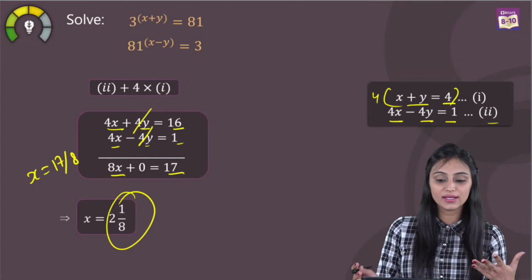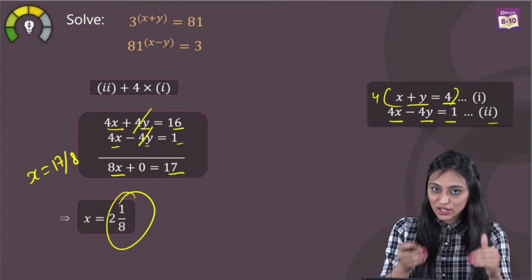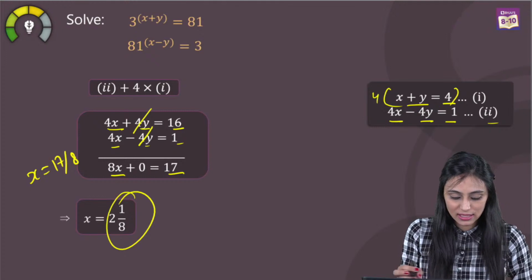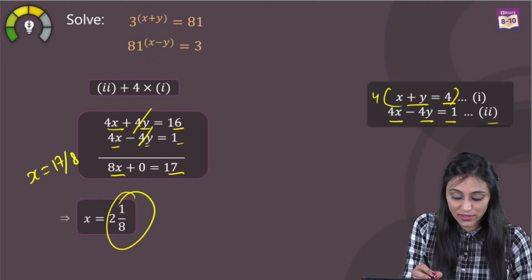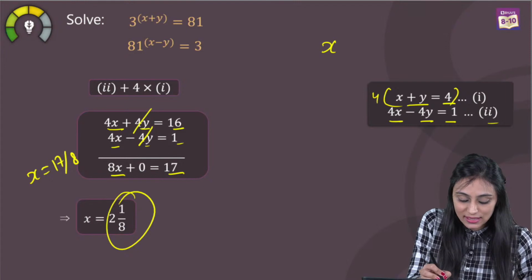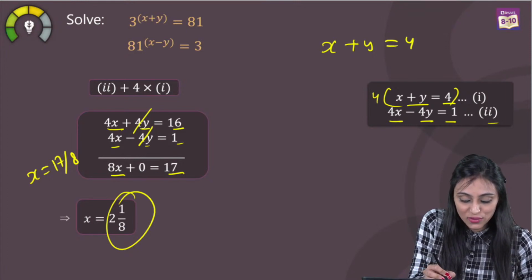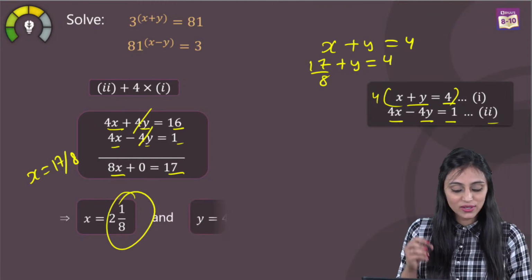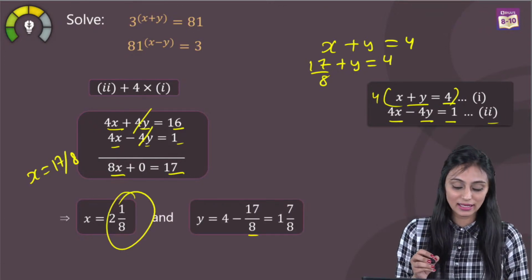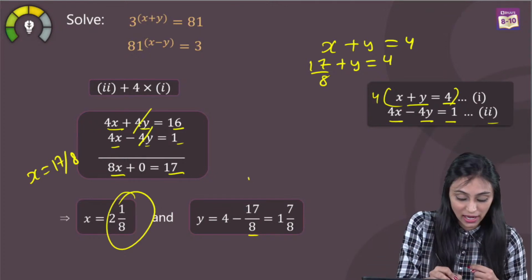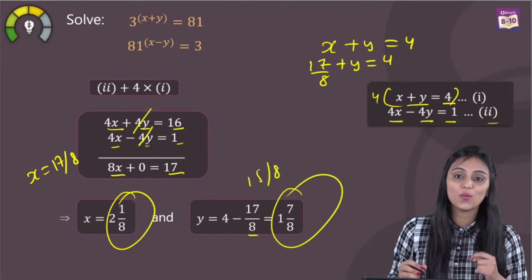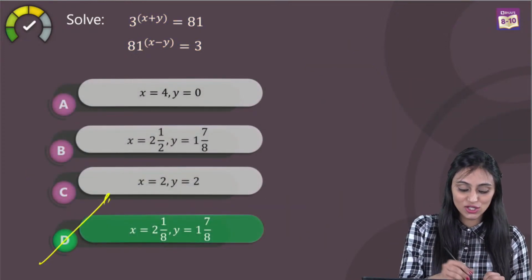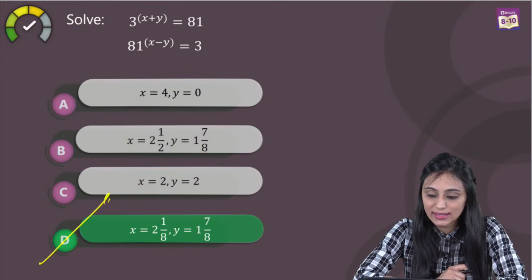Yes, now I'm going to substitute this value of x in any of the equations to get the value of y. So let's suppose I'm using the first equation, x plus y equals 4. So x over here is basically 17 by 8, plus y is equal to 4, right? So from here, y is going to be 4 minus 17 by 8, which is 15 by 8. Actually, when you divide it, you get 1 7 by 8. That's the mixed fraction. That means option D is the right answer for this question. So x is 2 1 by 8 and y is 1 7 by 8.